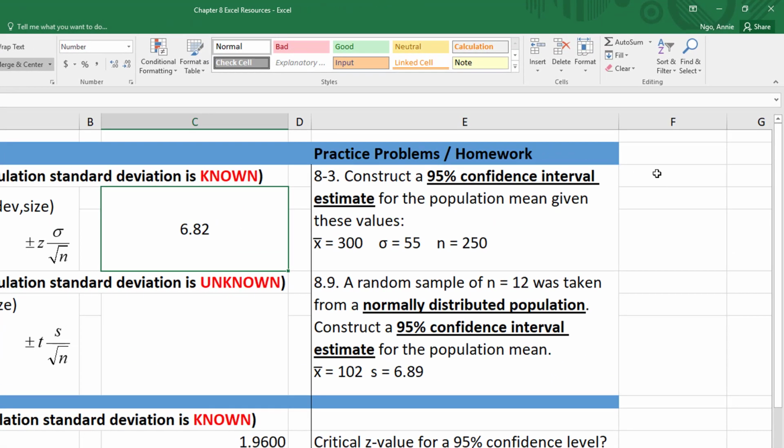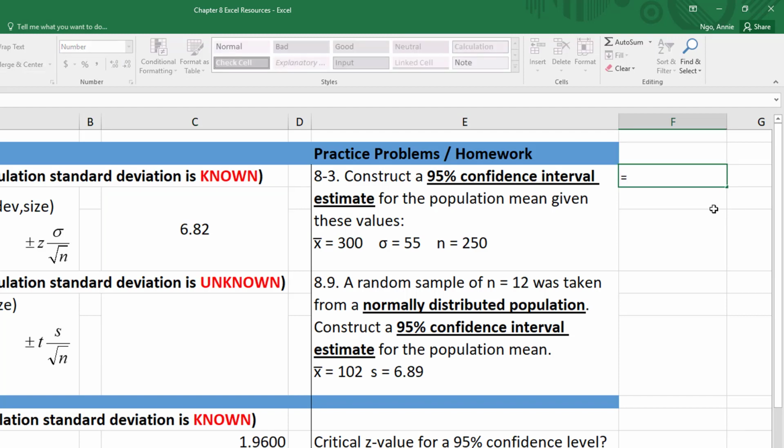To get the confidence interval estimate, that means the lower and the upper limits, we then take over here, go equals, we'll take our sample mean of 300, and this is a plus or minus, so we'll subtract our margin of error to get the lower limit, and then again, our sample mean of 300 plus our margin of error of 6.82. And so our confidence interval estimates on the lower end and upper end are between 293.18 and 306.82.